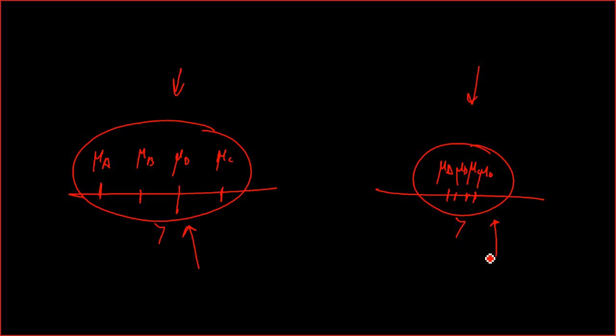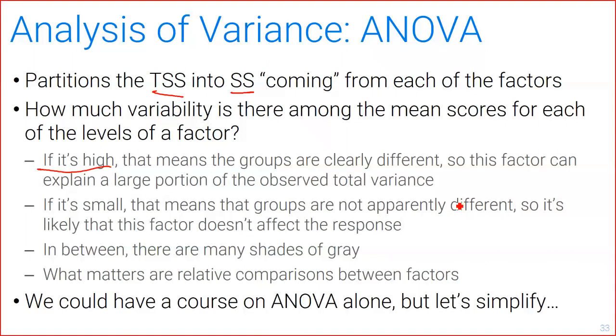And so if your hypothesis is about the mean scores across different groups, in this case, it will be more clear that there are differences. In this case, it's less clear that there are differences because these departures could be just a product of the random error. And so if we observe a variability that is small, then that means the groups are not apparently different, like we had in the right-hand side. So it's likely that the factors don't affect the response. And of course, somewhere in between, there are many shades of gray. What matters really is the relative comparisons between the factors. So which factors are responsible for the largest variability in the response?